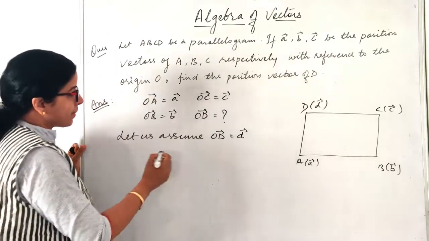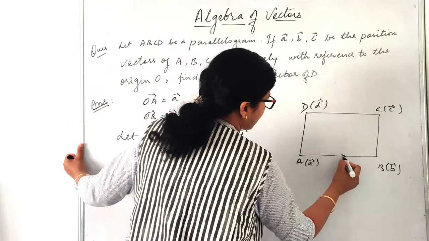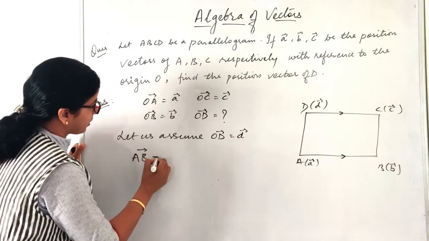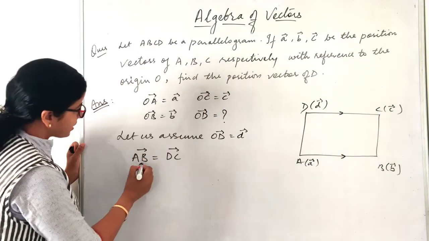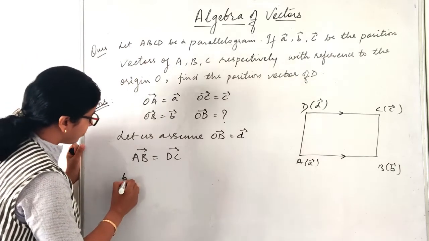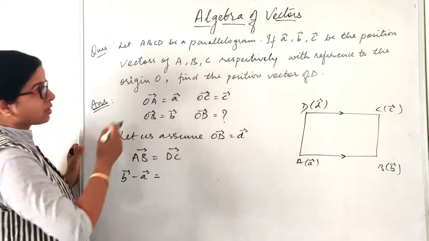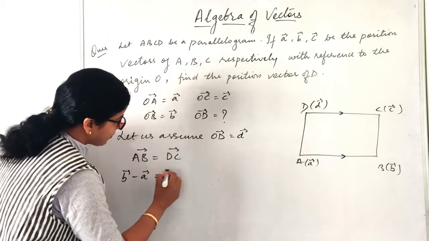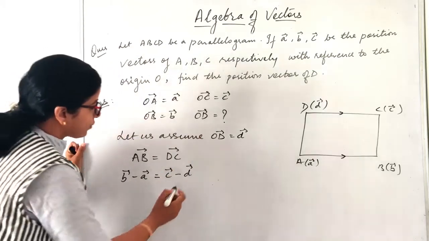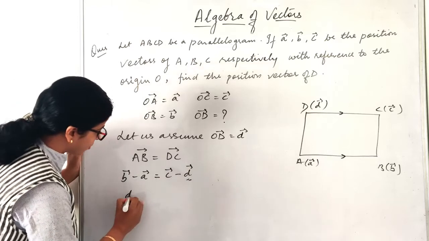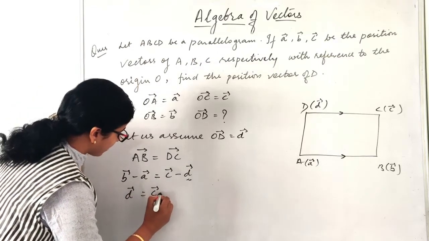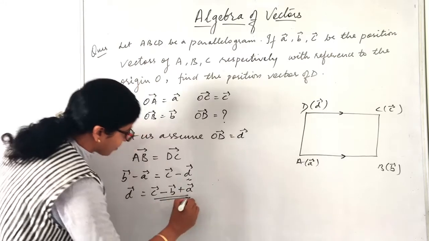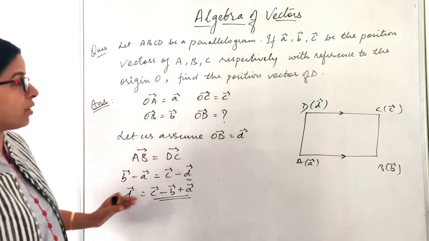Now since it is a parallelogram, so AB is parallel to CD. So I can write AB vector is equal to DC vector. So what is AB vector? I can write it as B vector minus A vector. Just now we studied in the previous thing. And this will become C vector minus D vector. We have to find the value of D vector, right? So D vector is equal to C vector minus B vector plus A vector. So this is nothing but the position vector of D.